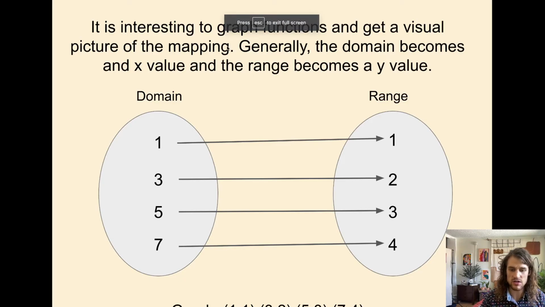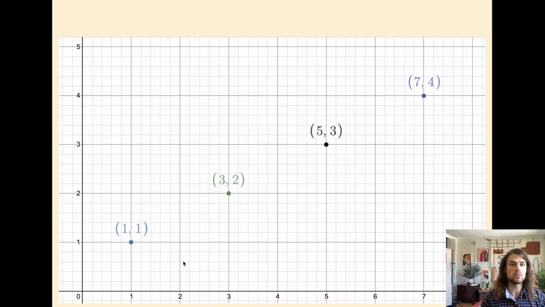All right, so it's interesting to graph them and get a visual picture of the mapping that we're looking at. Typically, the domain becomes the x value and the range becomes the y value, right? So you can see here just a basic mapping that I made up, and then we have some Cartesian points: (1, 1), (3, 2), (5, 3). You can see that each domain value became an x value and each range value became a y value. All right, so then we can graph those points like that. I did this on Desmos. So there you go. We can graph those points, and this gives us a visual representation of that function.